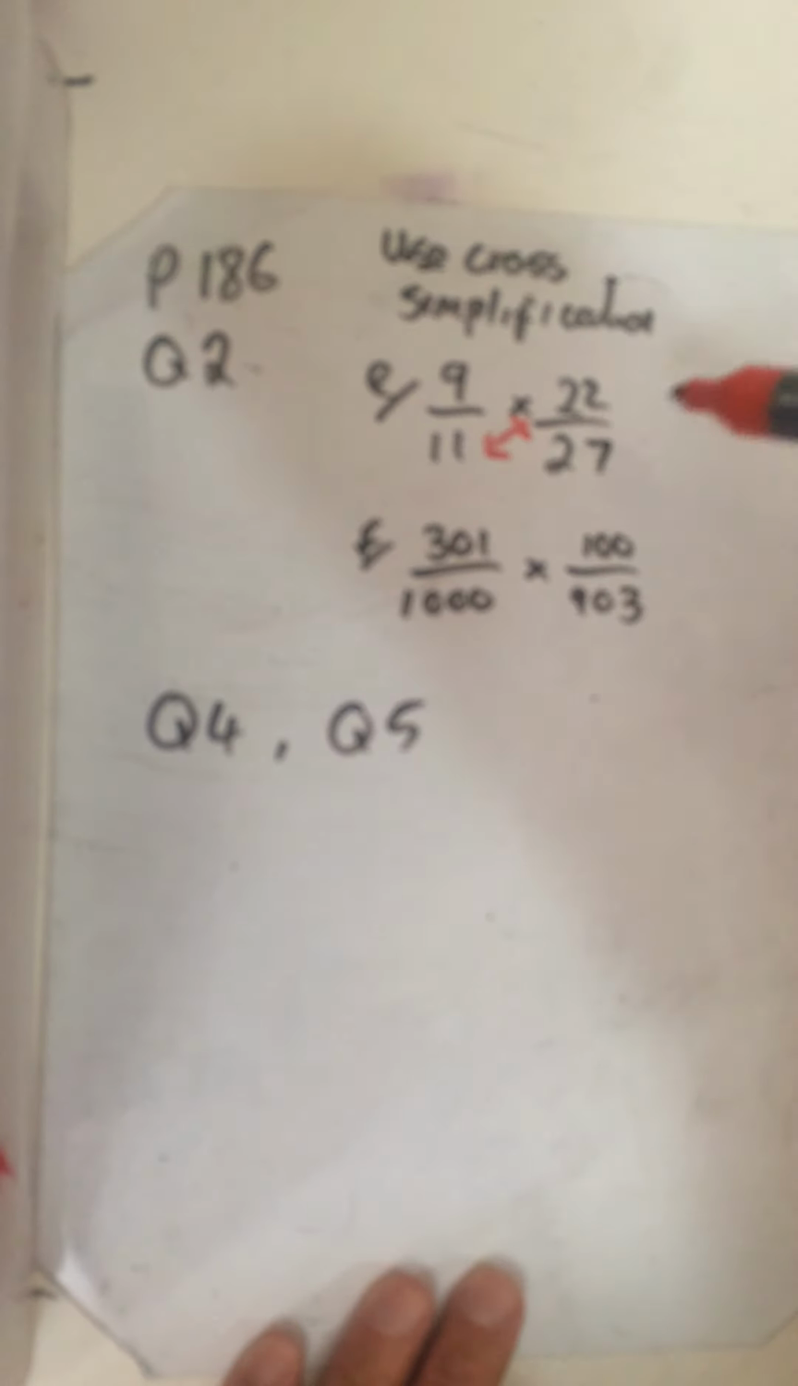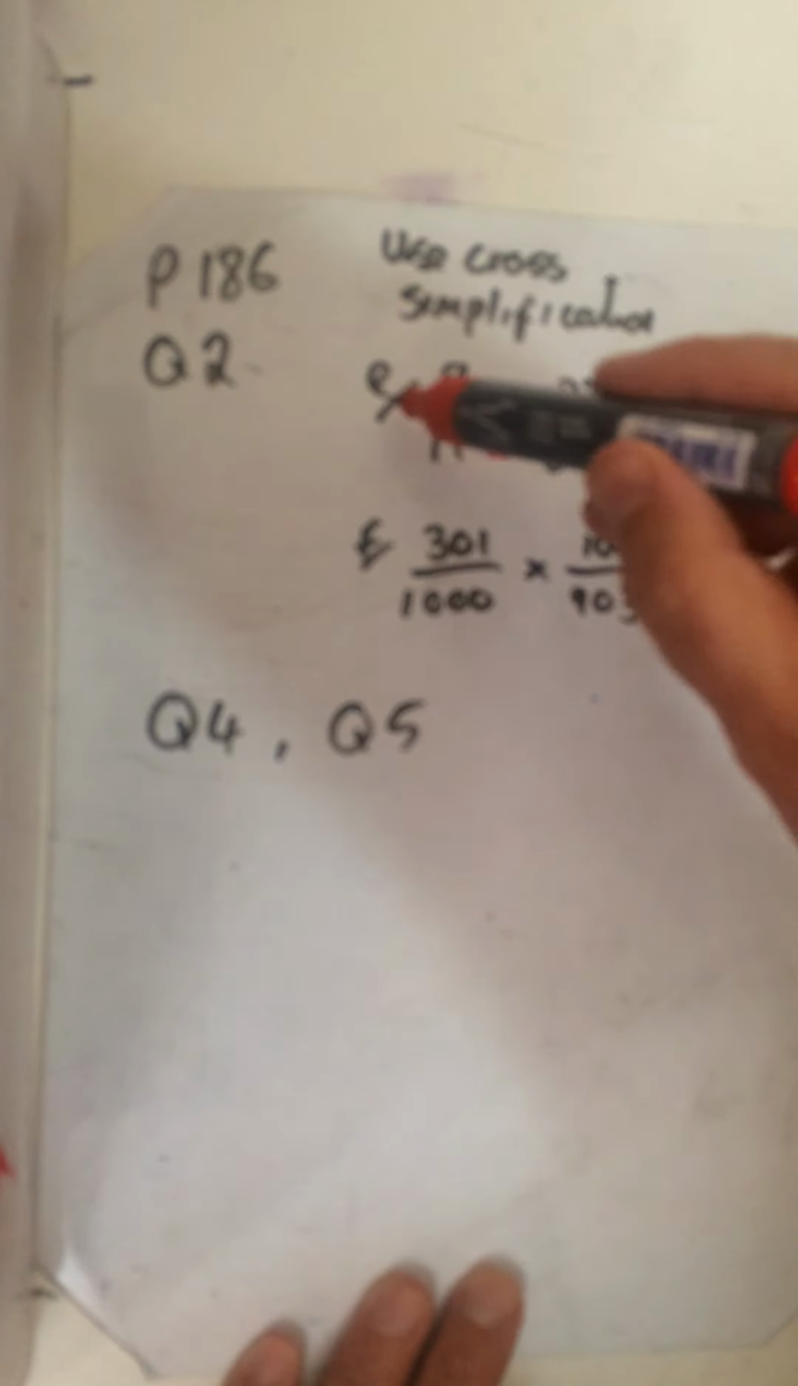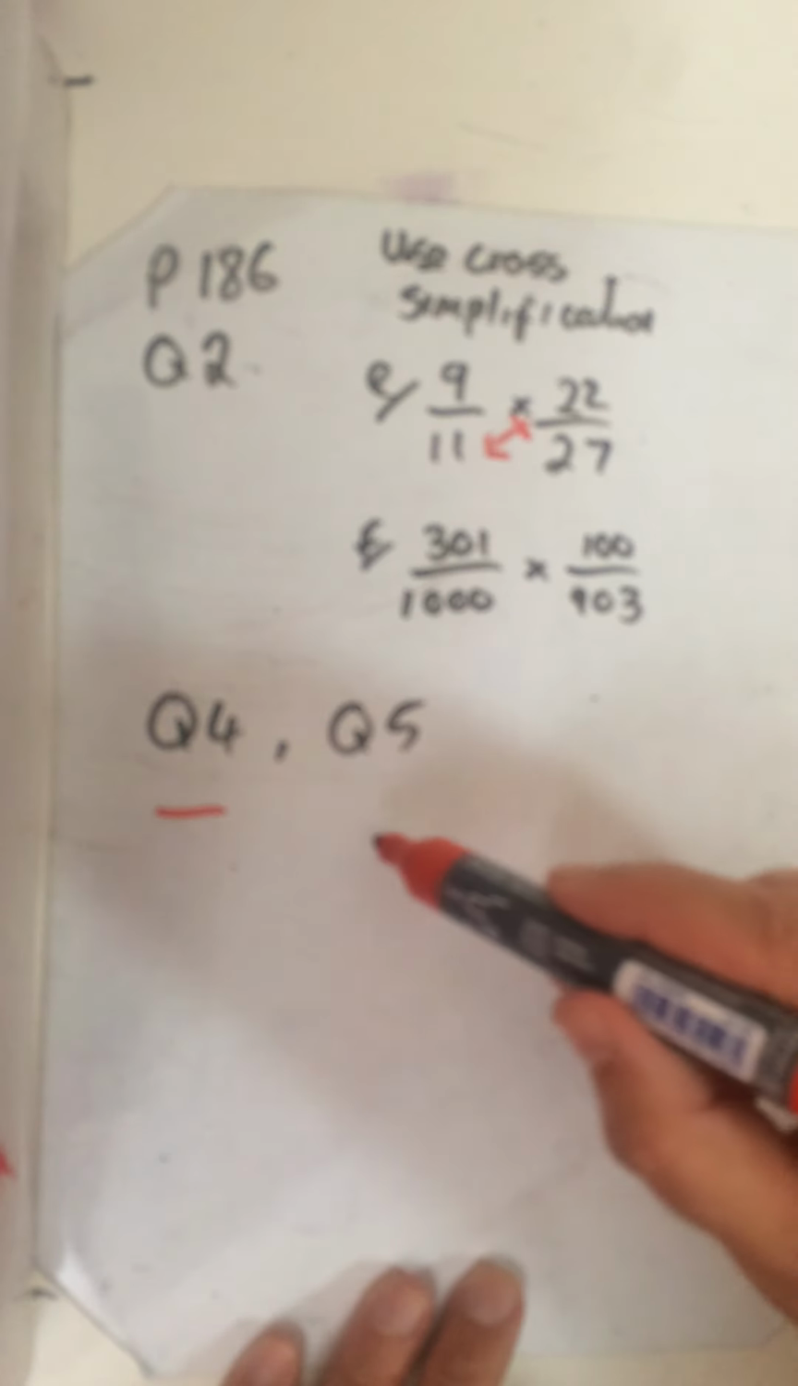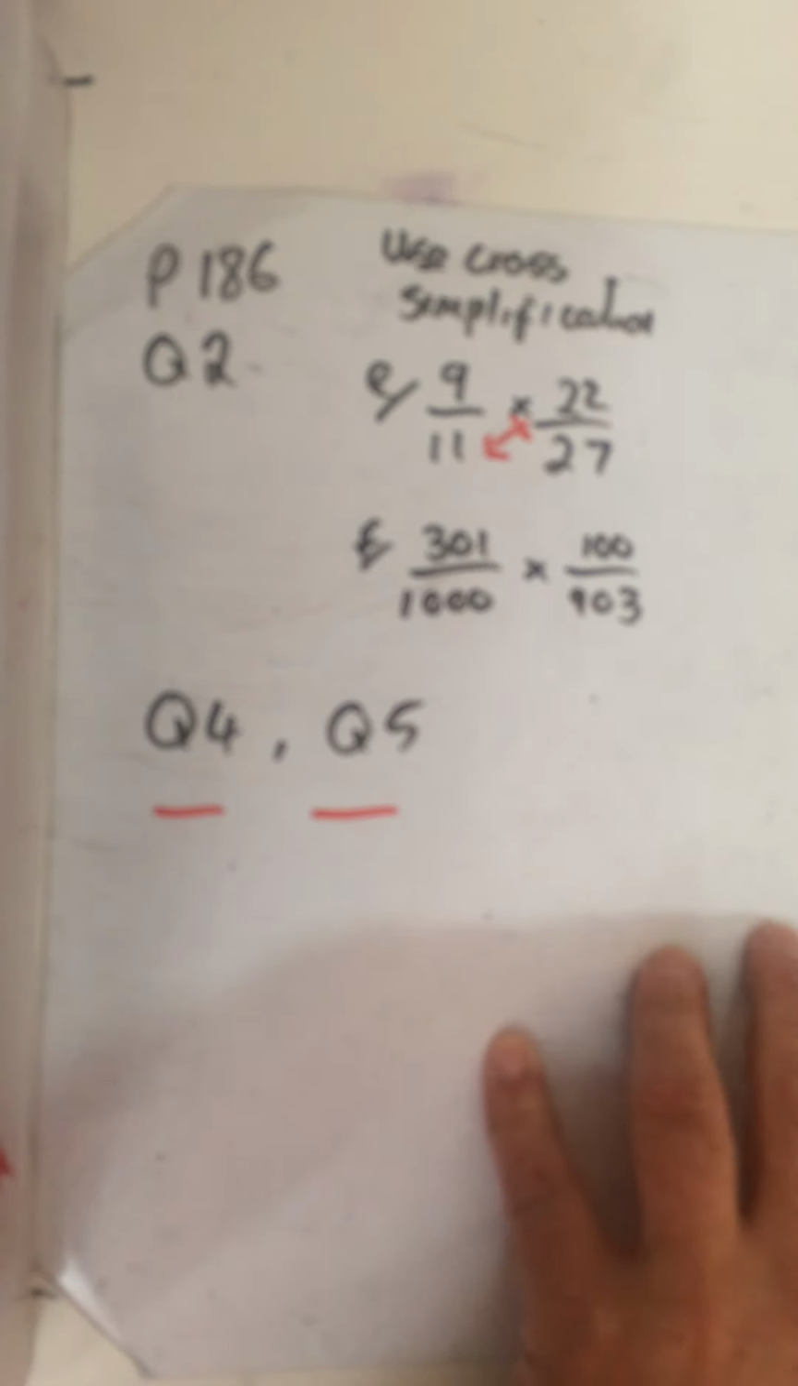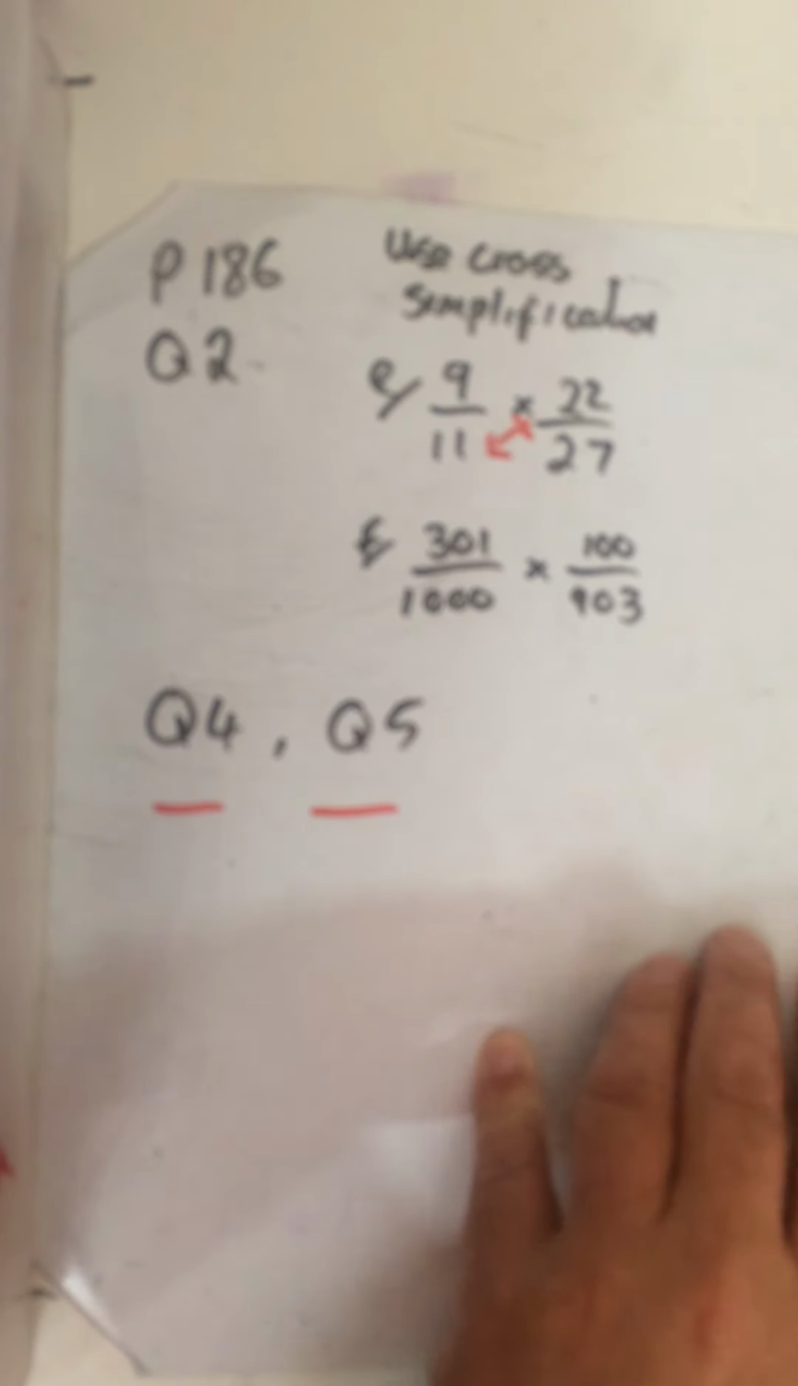It's A, B, C, D, but I'd also want you to do E and F, and use cross simplification, especially when you're doing E and F, please. And then do question 4 and question 5, please. Okay? Right, pause the video, have a go at those, and then we will carry on with the lesson. When you finish those, press play. Okay?